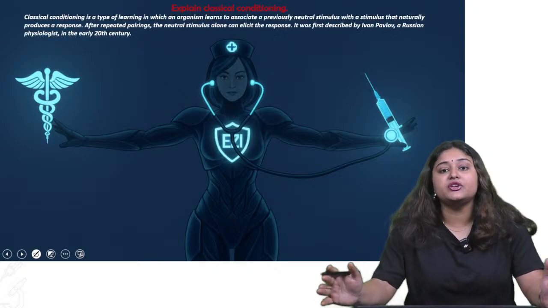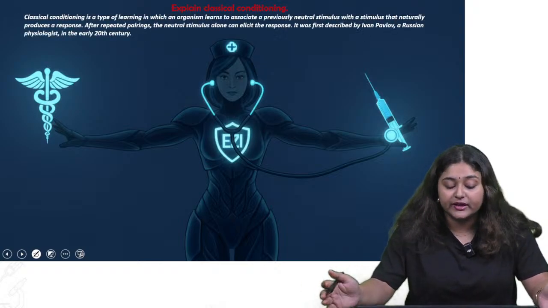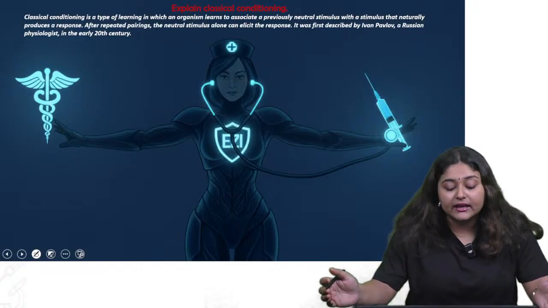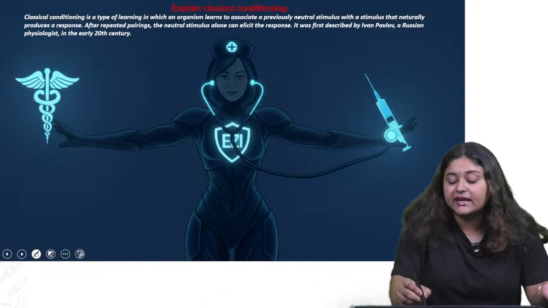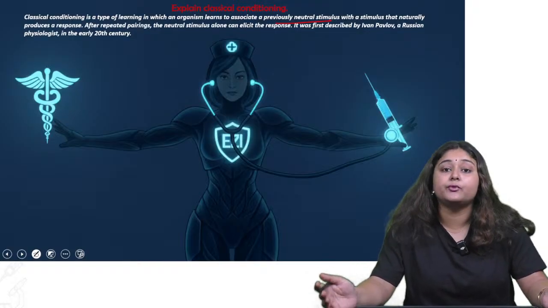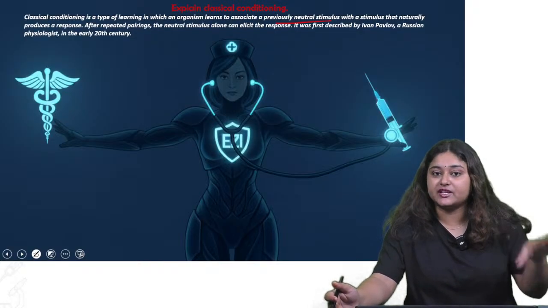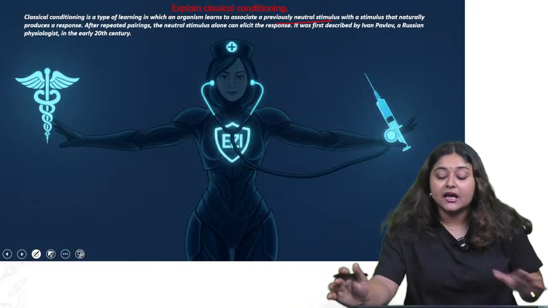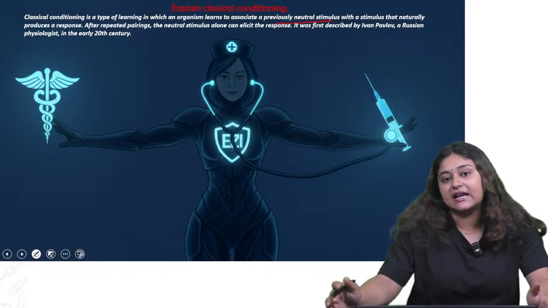Now come to the next question, that is classical conditioning. Classical conditioning is a type of learning in which an organism learns to associate a previously neutral stimulus with a stimulus which naturally produces a response. That means one response is naturally there, and through that, they are learning.